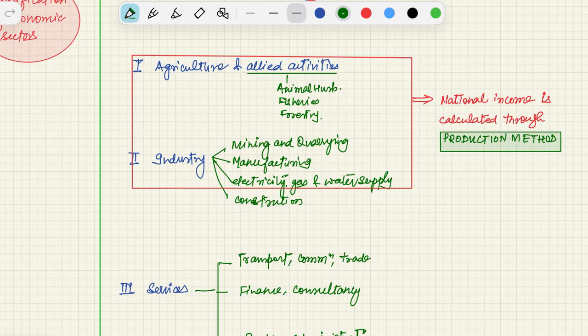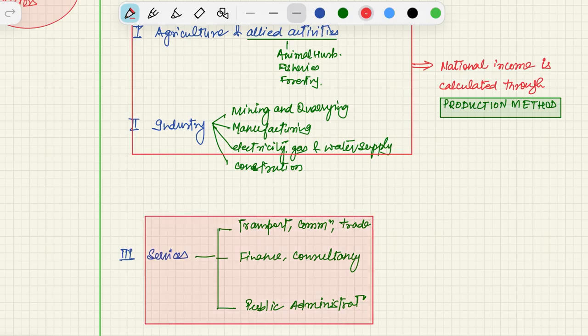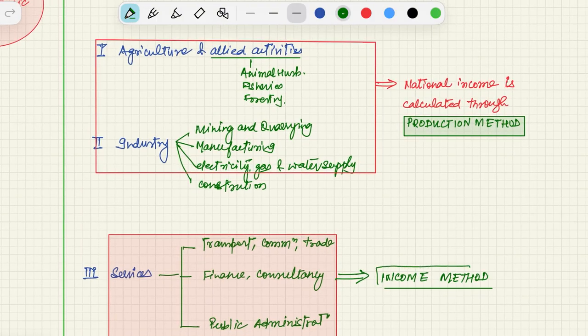Okay, services, if you talk about the services, we calculate these through the income method. Okay, we can calculate with the income method. Why? Because doctors, engineers, or educators who are providing services are not producing goods. That is why the production method is irrelevant in this sector.